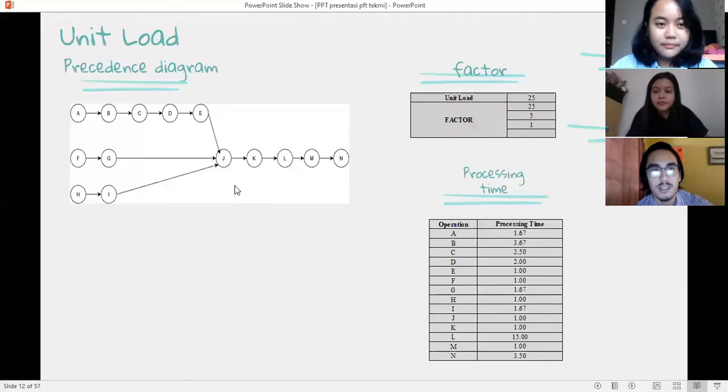This is the unit lot. The first picture is the precedence diagram with factors 25, 5, and 1. And the unit lot is 25.